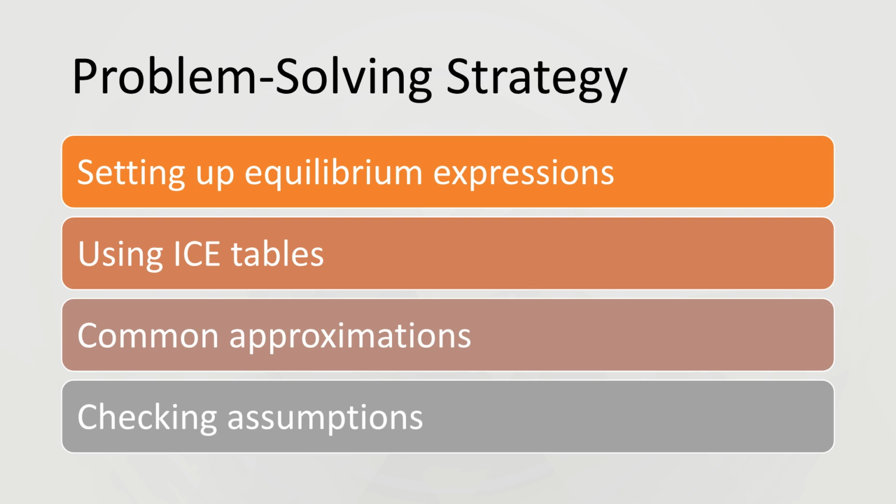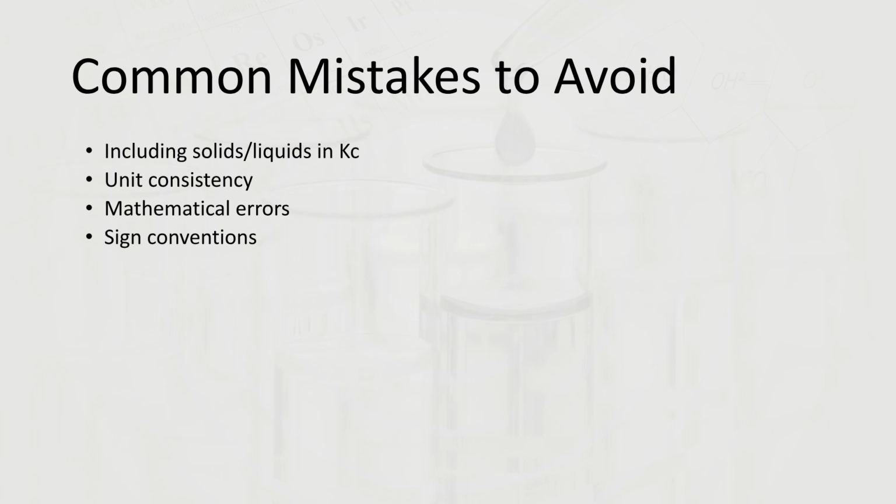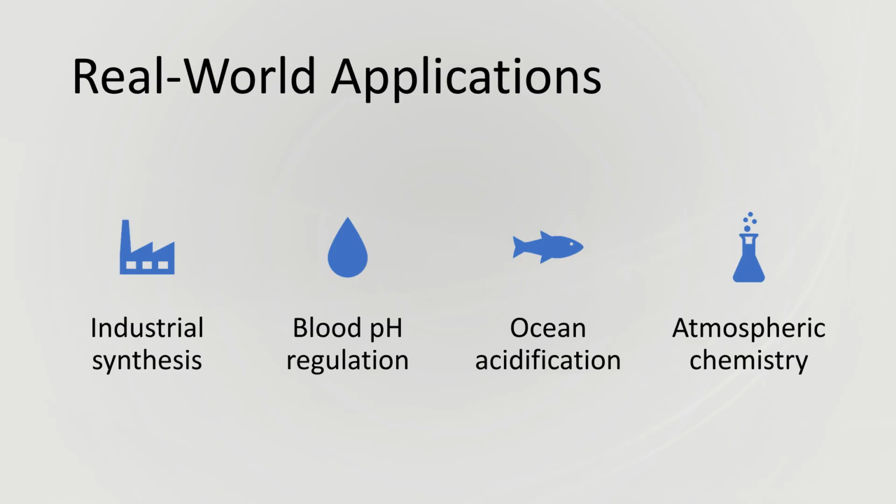Our problem-solving strategy involves setting up equilibrium expressions and using ICE tables. We'll also cover common approximations and the necessary assumption checks. We will review common mistakes, such as incorrectly including solids or liquids in the K_C expression, and unit consistency, mathematical errors, and sign conventions. Real-world applications of equilibrium include industrial synthesis, blood pH regulation, ocean acidification, and atmospheric chemistry.